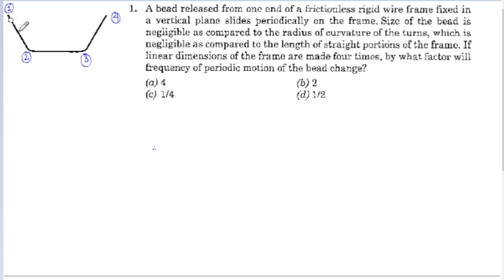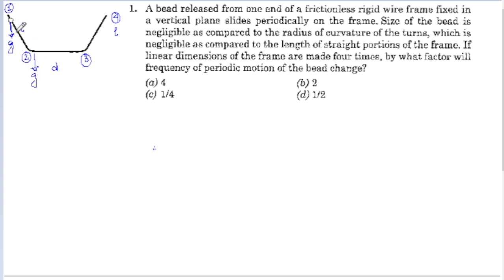Now, we see that the acceleration due to gravity is acting everywhere in its motion. For the first segment, the length of the segment 1 to 2 is equal to L. Segment 1 to 2 and segment 3 to 4 are identical, so this must also be equal to L, and let the length of the horizontal segment be equal to D. The acceleration due to gravity is acting vertically downward, so here g is acting, and in the horizontal segment also g is acting.